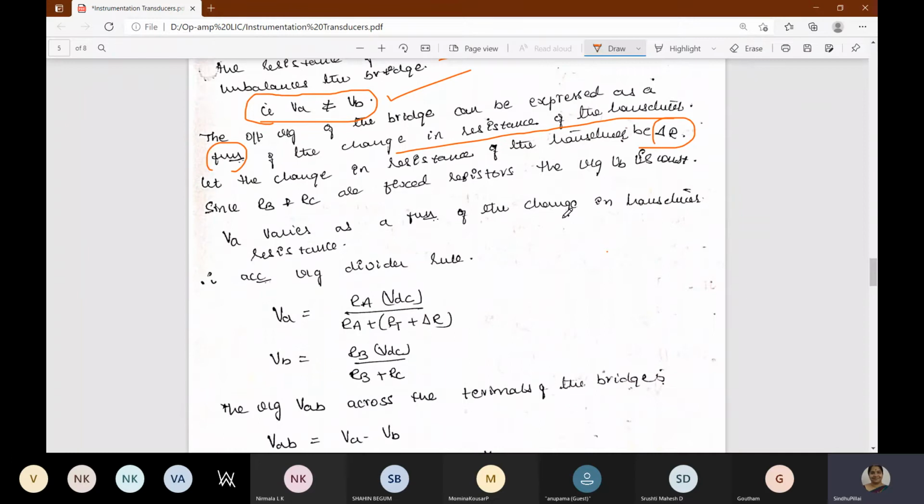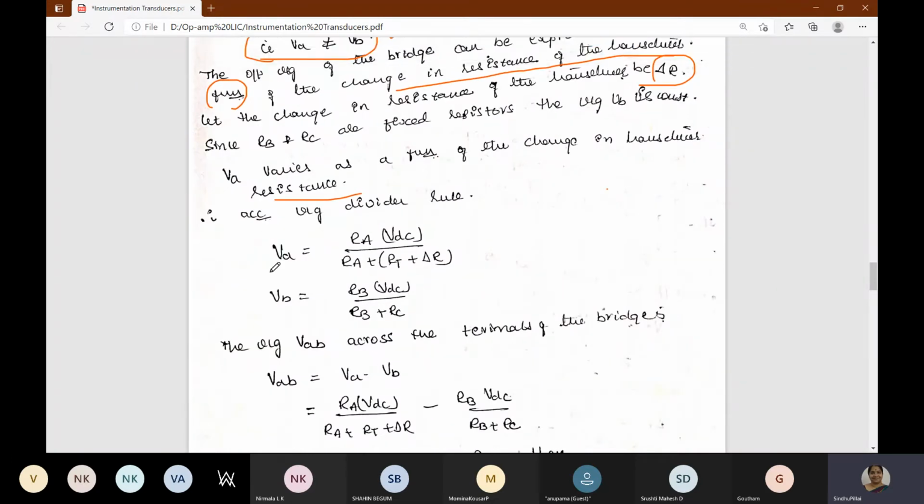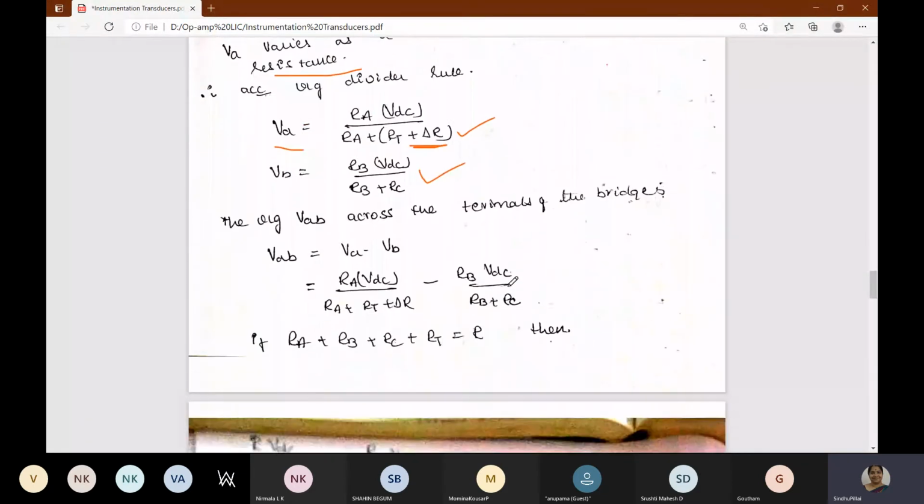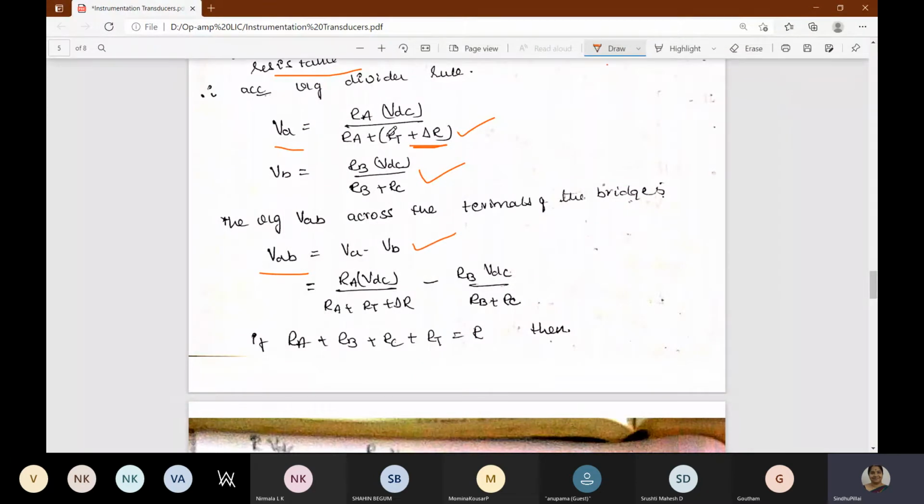According to the voltage divider rule, first we'll write the voltage for VA. Only for VA is there a change in resistance, because our resistive transducer is connected to that branch. So for VA, it is the main voltage VDC into RA divided by RA plus RT plus delta R. Delta R is added here. For VB there is no change; everything is constant. Now the bridge has got unbalanced. So what is VAB? VAB is VA minus VB. Just substitute the values for VA and VB.